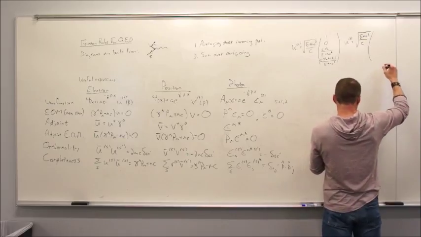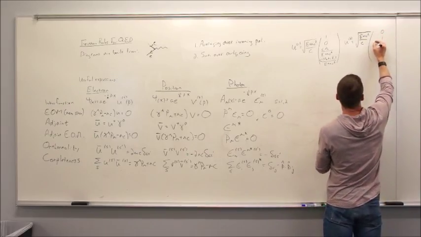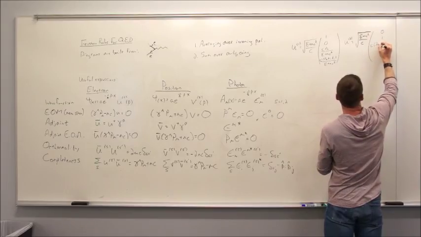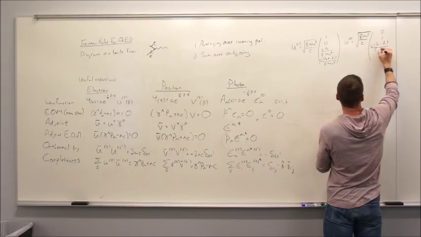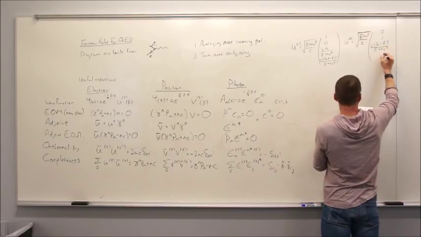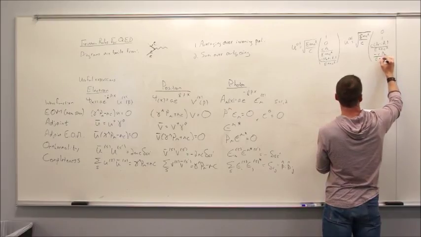And this time we're going to have 0, 1, cpx minus ipy over E plus mc squared, and then minus cpz over E plus mc squared.